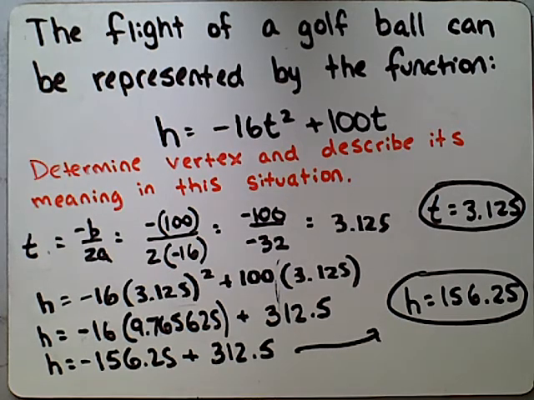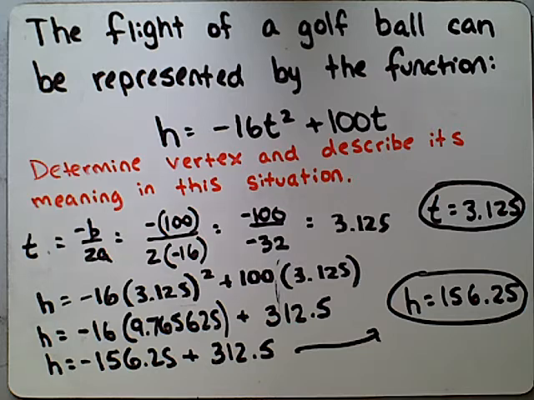Hello again everyone. In this video I'm going to be talking about the path of the golf ball and how we can determine the vertex from the equation that we're given. As a reminder, we have the equation h equals negative 16t squared. That negative 16 was half of the acceleration because of gravity, and it's negative because it's going down. Again, the gravity is forcing the object down, and it's plus 100t. That 100 again represents the initial upward velocity of the flight of the object.